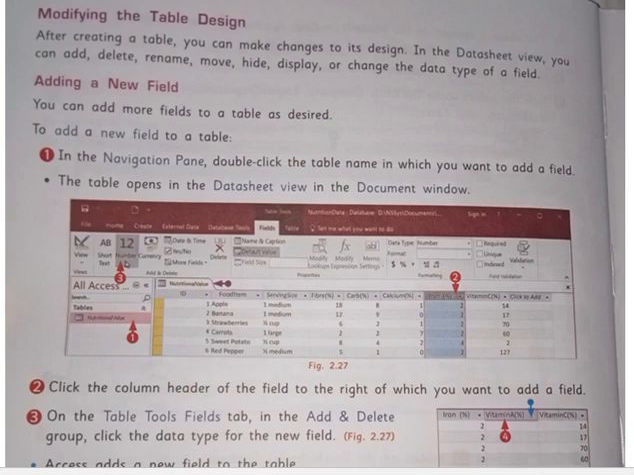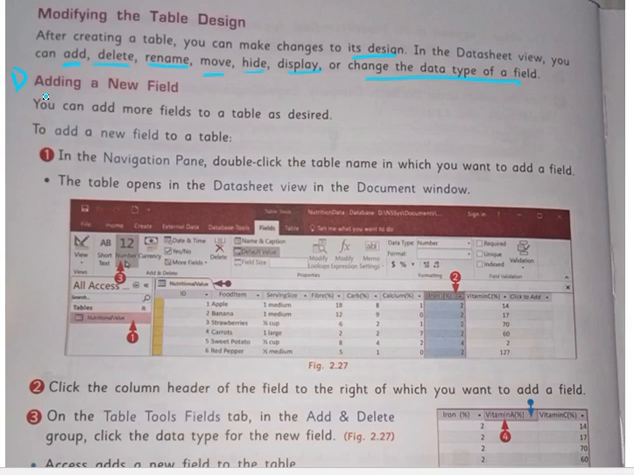After creating the table, you can make changes to its design. In the datasheet we can add, delete, rename, move, hide, display, or change the data type of a field. We can add some details, delete some details, rename the field, move the field, hide it, display it, or change the data type of the field. So we will look at it one by one.